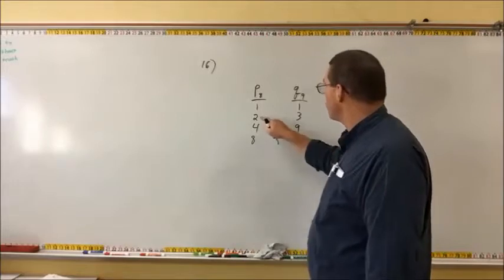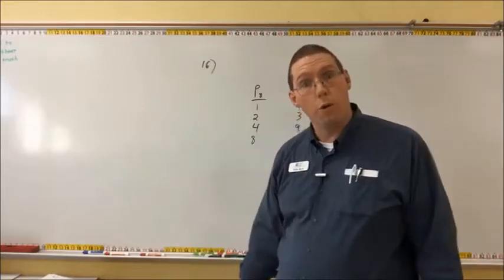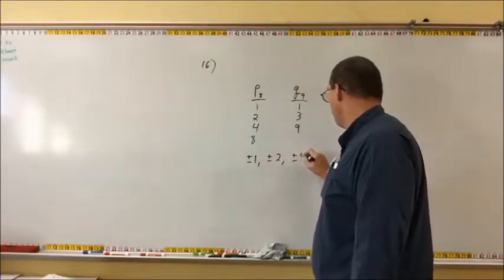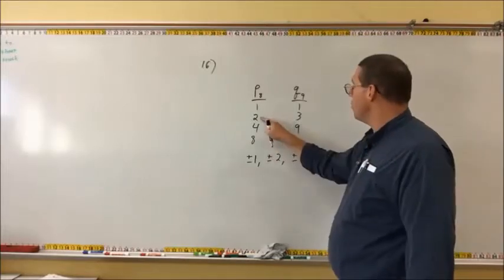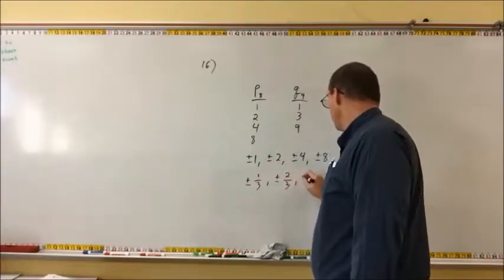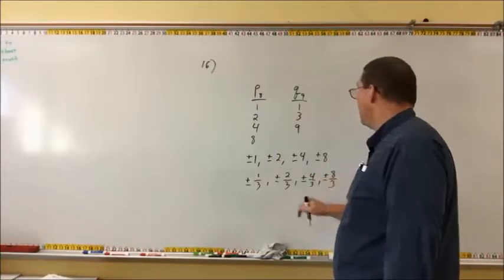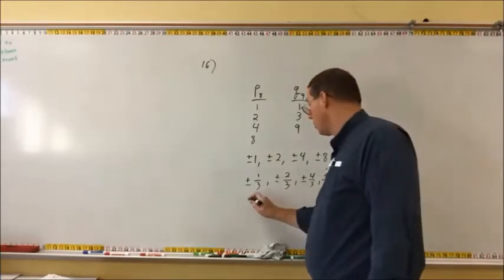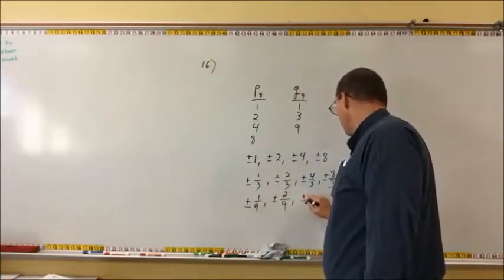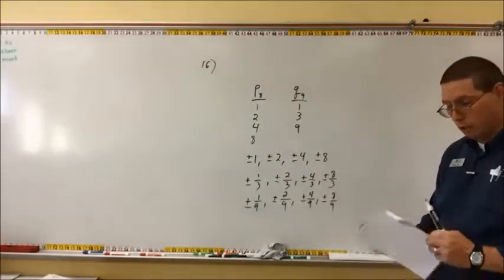I'm okay with that. So first we're going to do 1 over 1, 2 over 1, 4 over 1, and 8 over 1. But when it's over 1, it's just a whole number. So we'll do 1, 2, 4, and 8. Plus or minus 1, plus or minus 2, plus or minus 4, plus or minus 8. Now we're going to do these numbers over 3. So plus or minus 1 over 3, plus or minus 2 over 3, plus or minus 4 over 3, and then plus or minus 8 over 3. Now we're going to do all these numbers over 9, and then we're done. Plus or minus 1 over 9, plus or minus 2 over 9, plus or minus 4 over 9, and plus or minus 8 over 9. And that's it. We're done with question number 16.